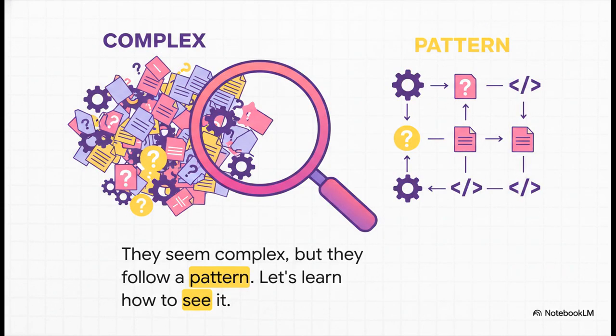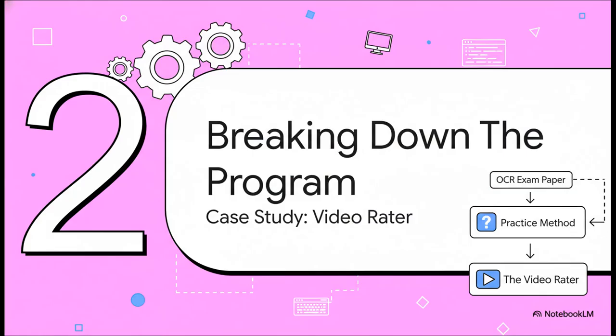But here's the secret. These questions, they're not random. They all follow this hidden pattern. And once you learn to see that pattern, you can use a simple technique that will work every single time, no matter what an examiner decides to throw at you. So let's put this into practice. We're going to grab an actual question from an OCR exam paper and break it down to see this pattern in action. For our case study, we'll call it the video rater.